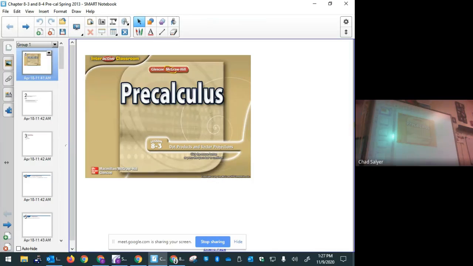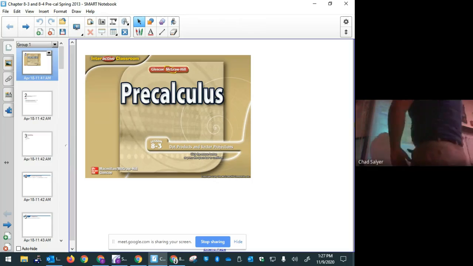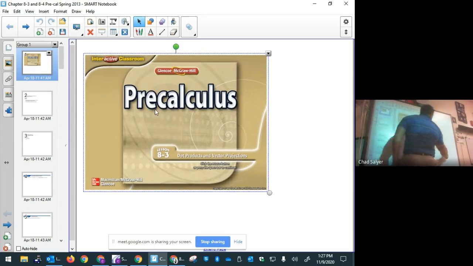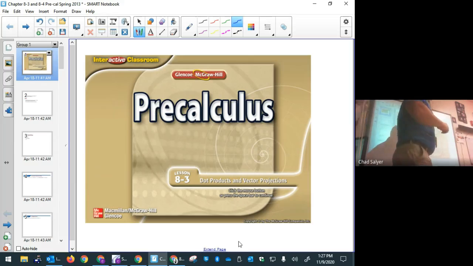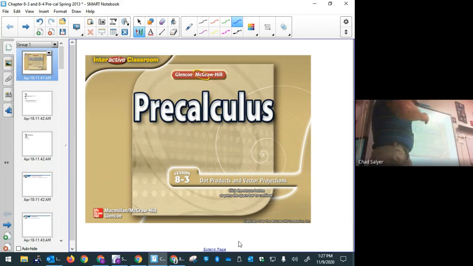Right, Chapter 8, Part 3: dot products and vector projections. Sorry if that's a little small. Dot products and vector projections.